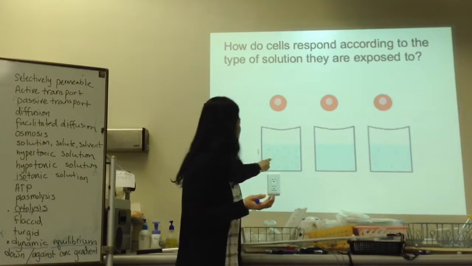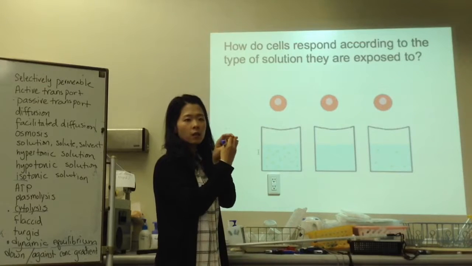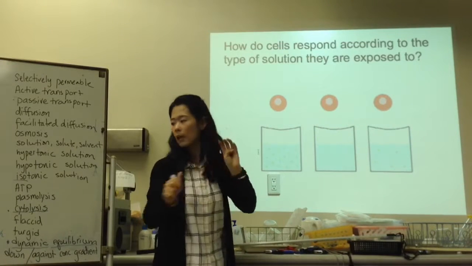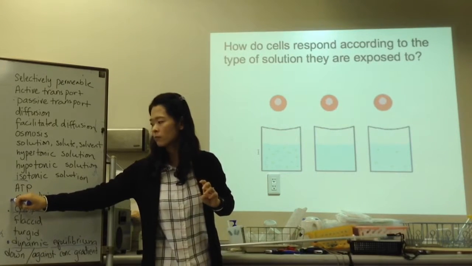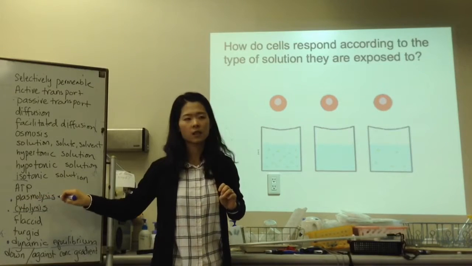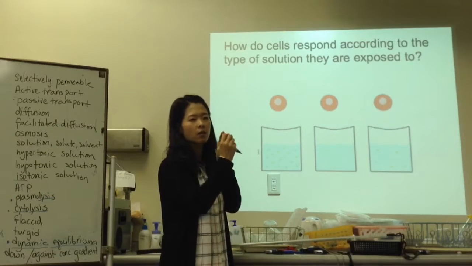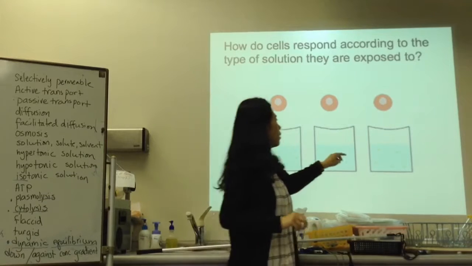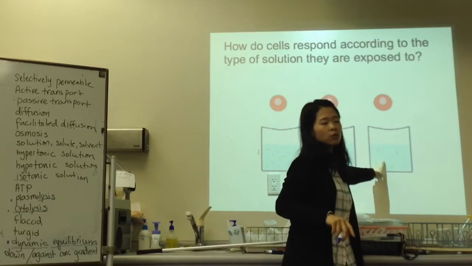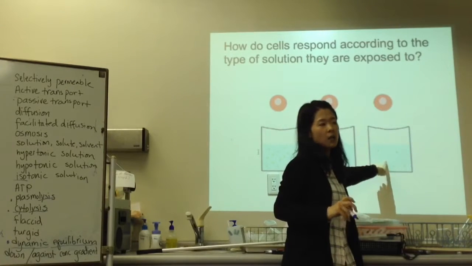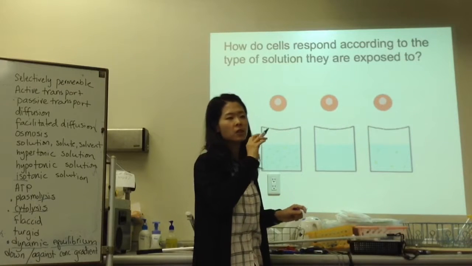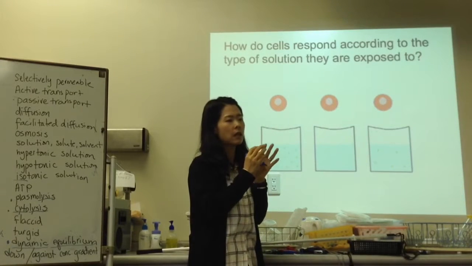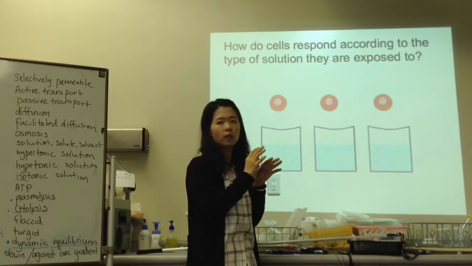Over here, when the cell shrinks, losing water, that's called plasmolysis. So here's the word lysis, but it's really just cell shrinking. Now over here, no change to the cell size. Water is moving in both directions at the same rate, so it doesn't change the cell size. The concentration is already equal.